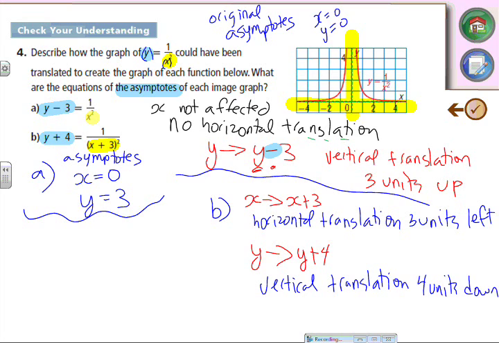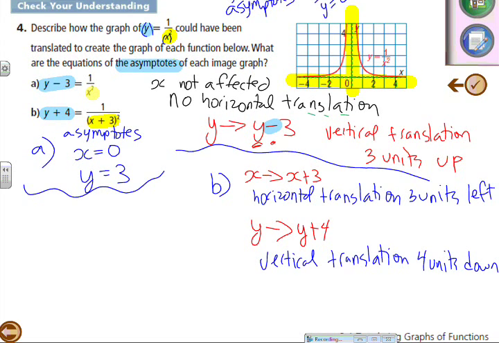Last point here. Don't get tricked up if they do something like this. If they would have said y equals 1 over x plus 3 squared minus 4. The horizontal is inside the brackets with the x. Anything that's inside the brackets with the x, horizontal. Anything that's outside the brackets of the x is vertical.